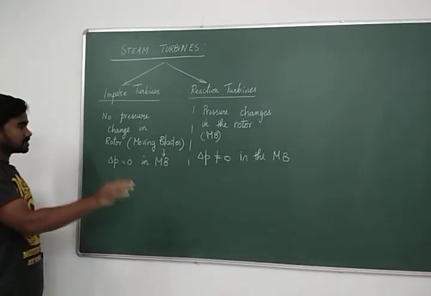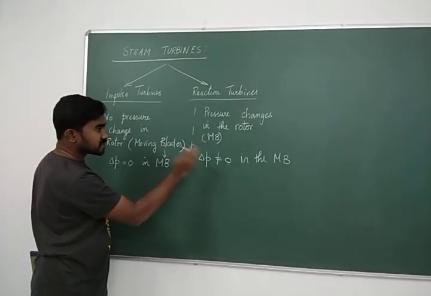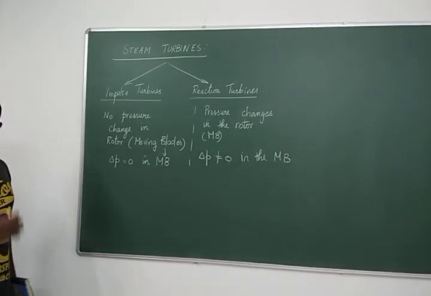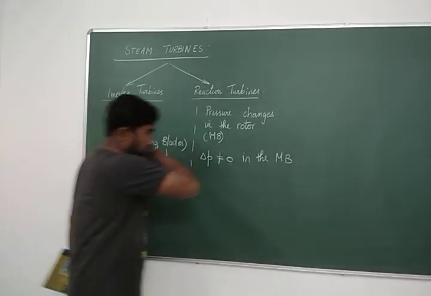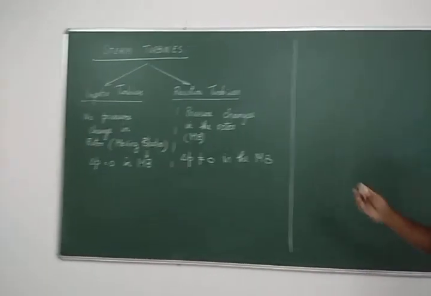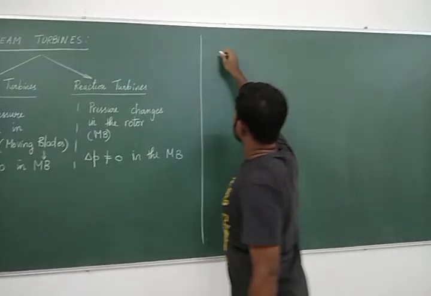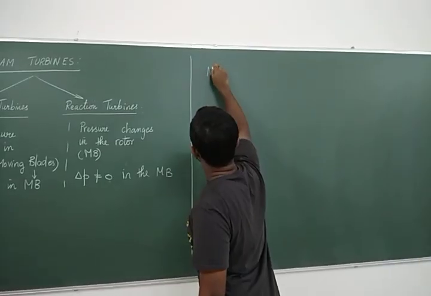If there is no pressure change in the moving blades, those turbines are called impulse turbines. If there is a pressure change in the moving blades, the turbines are called reaction turbines. Now, let us see for a simple turbine how the flow takes place. Before that, I would like to discuss the notations.